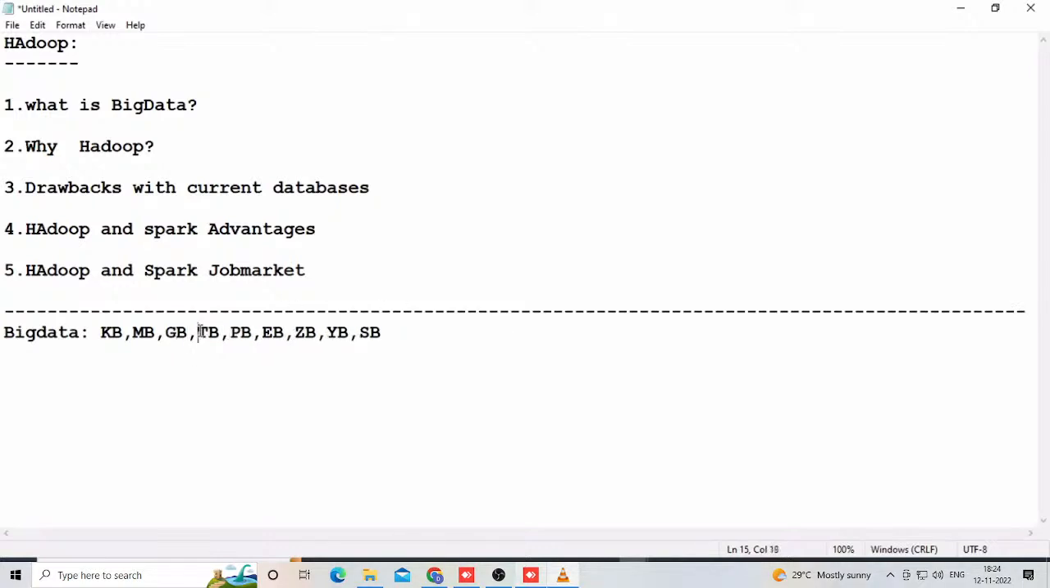From TB onwards, we say it is huge data, big data, right? You should have seen KBs, MBs, GBs of data, or even TBs of data. But do you think petabytes of data are getting generated in the current real world? What are examples of petabytes or exabytes of data generation?